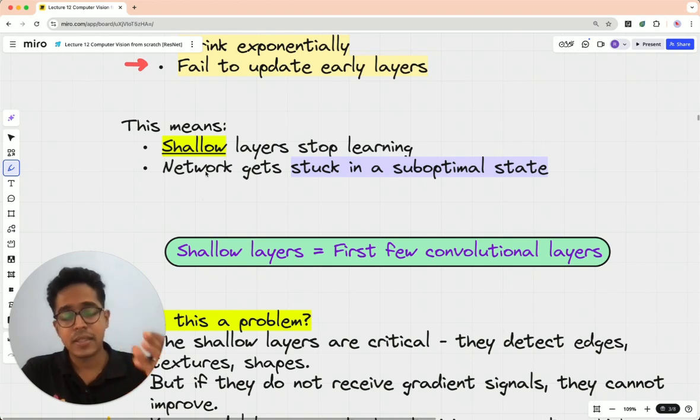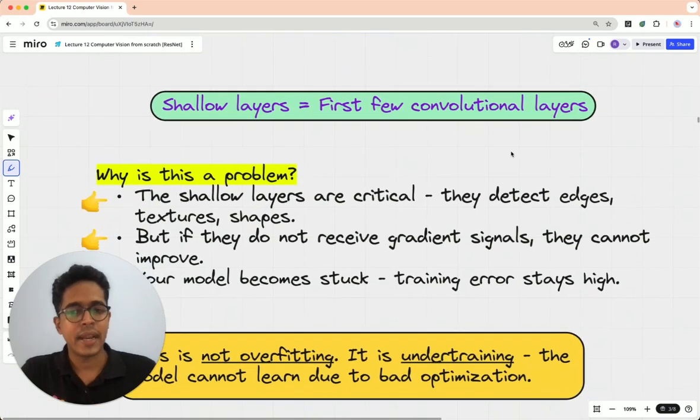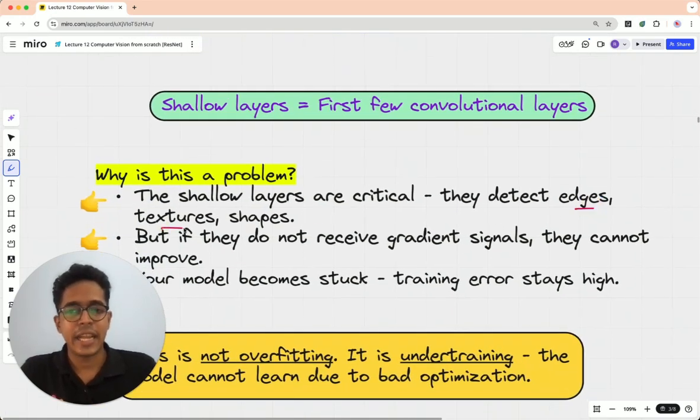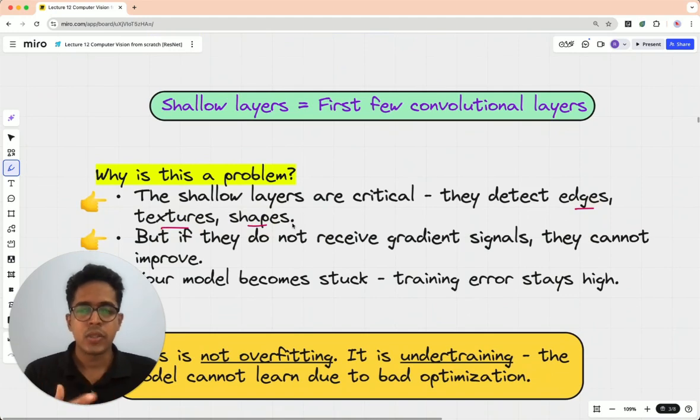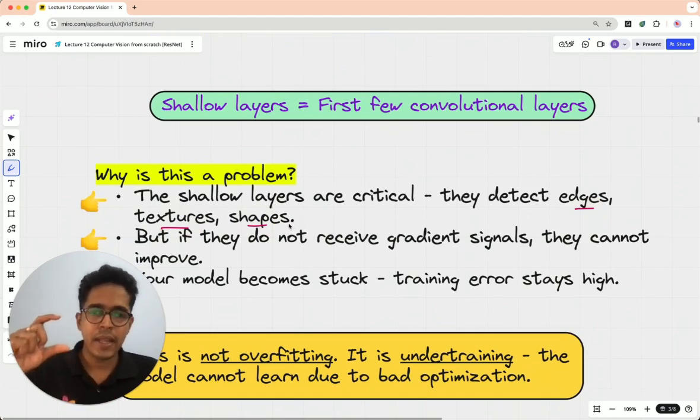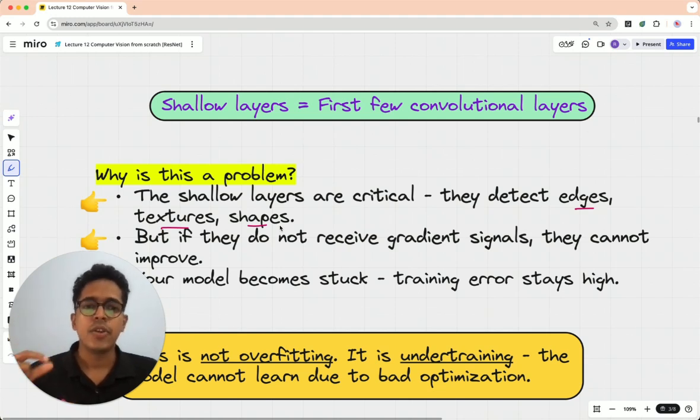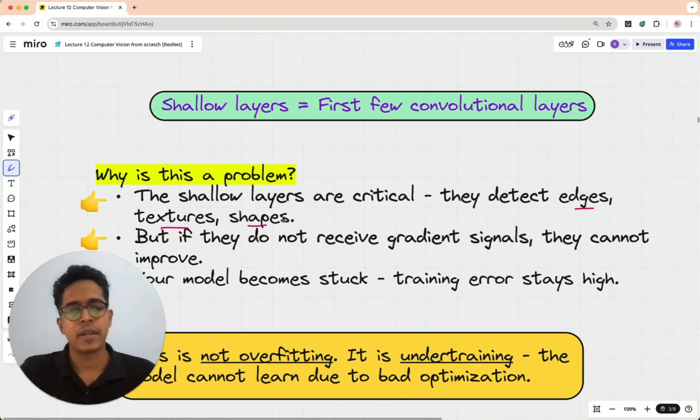And what this means is if they don't get updated, the model will not learn much, because those convolutional layers are the ones that are super critical for detecting edges, textures, shapes, etc. in images. So if the shallow layers are not optimally trained such that their weights and biases are perfect, you will not have a very good neural network, irrespective of how deep your neural network is.